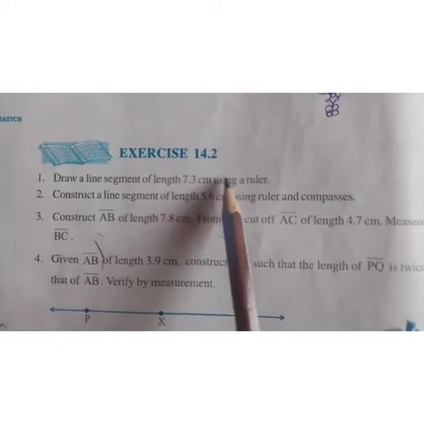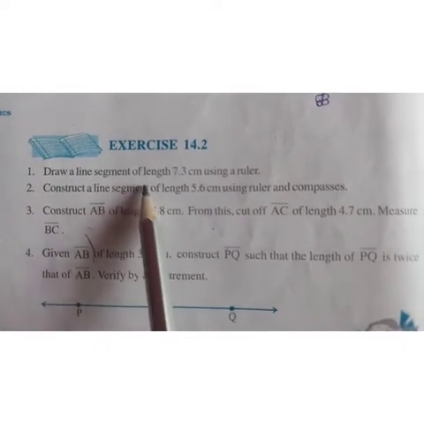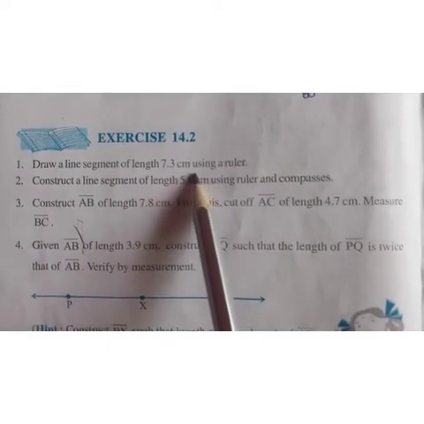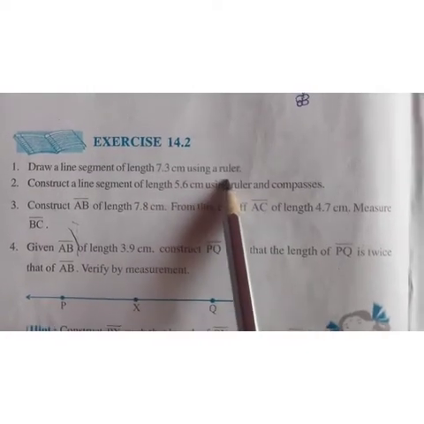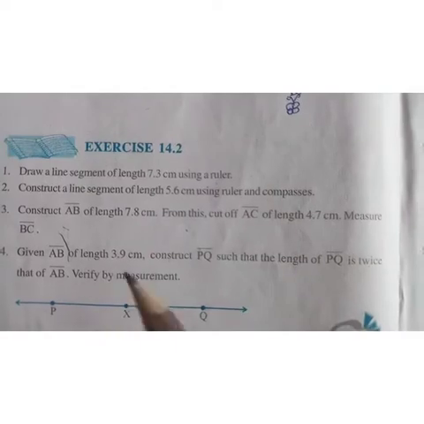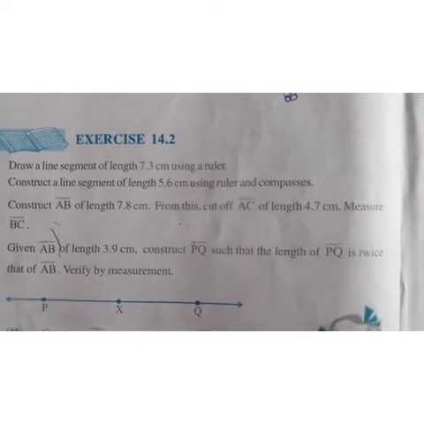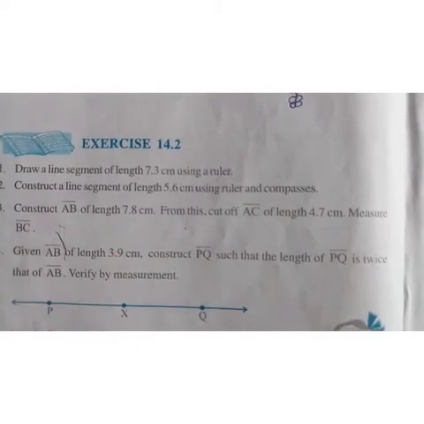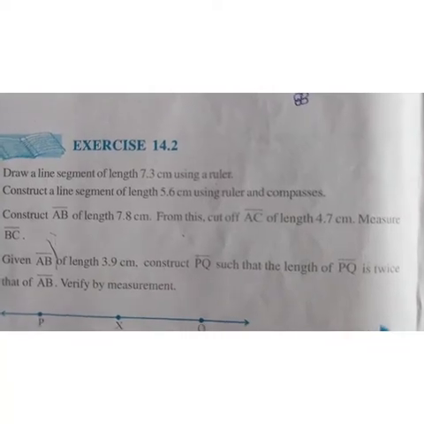You will get the required measurement. Exercise 14.2. First one, draw a line segment of length 7.3 centimeters using a ruler, not compass, just ruler, which we followed earlier. Before knowing this compass method, what we used to follow, same thing you have to follow. So first, draw a line segment.